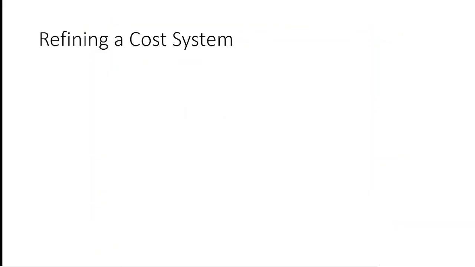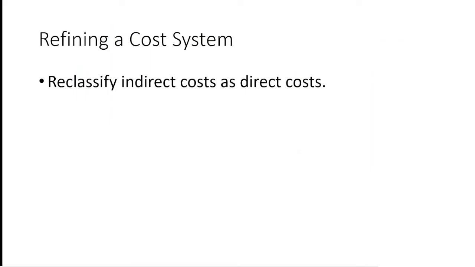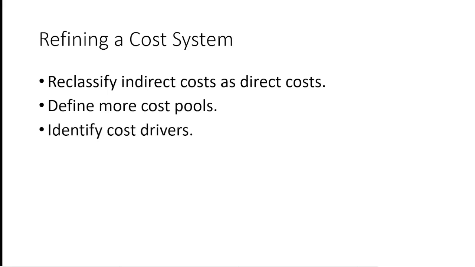So to refine this costing system, we reclassify the indirect cost as direct cost, so we don't consider anything indirect. All costs are directly related, so we will identify all the costs which are directly related to the products. Then we need to define more cost pools. How are we going to define them? We're going to look at the process in the coming slides, how we define the cost pools, and then we identify the cost drivers. That's another step of activity based costing.